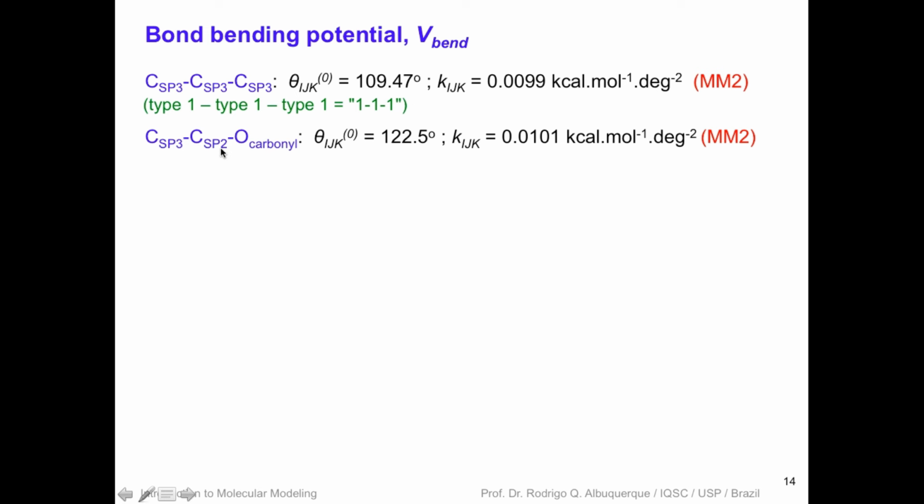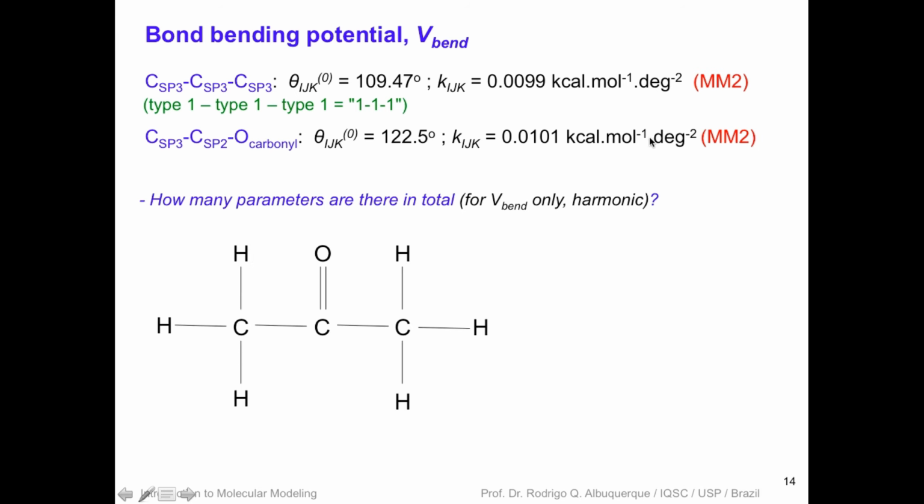Here you may have different atoms, of course, and you have sp3 carbon bound to sp2 carbon, bound to oxygen of a carbonyl group. In this case, the reference bond angle is different, of course, and the force constant for this bond bending potential is also different. This is according to MM2. If we would consider another force field, the parameters are different.